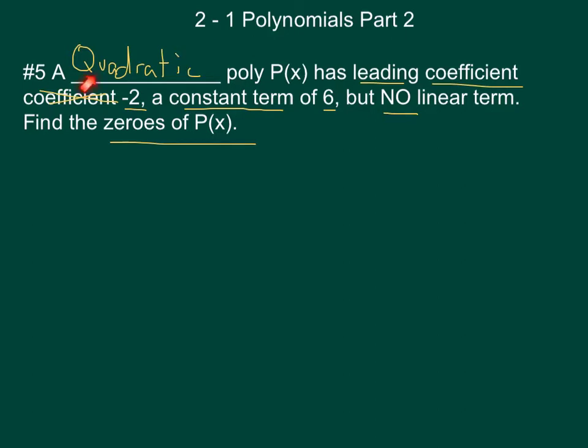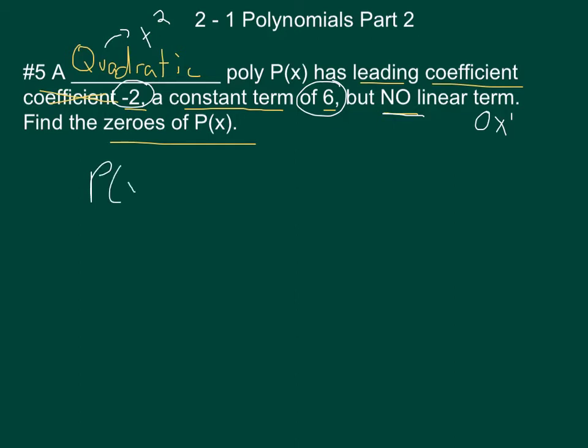Alright, so if it's a quadratic polynomial, let's think about what that means. That means the highest power we're going to see is 2, x squared, which means we have 2 roots. Might want to write that down. We have 2 roots. Has a leading coefficient of -2. A constant of 6. That means the term with no variable is 6, but it has no linear term. A linear term is the term that just contains x to the first power. That means 0 must be in front of it. That's the only thing that would make it disappear.